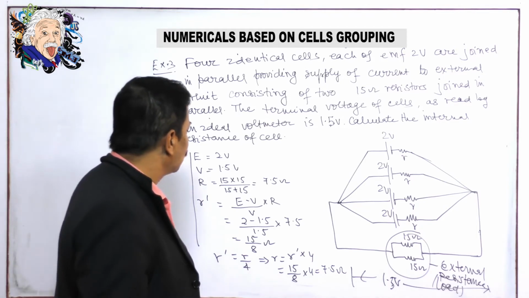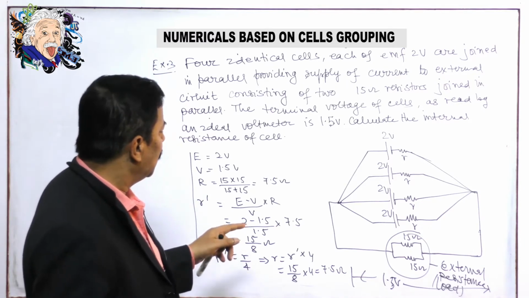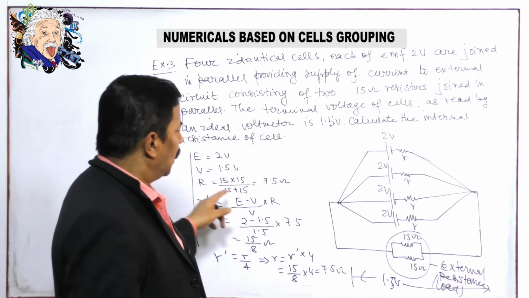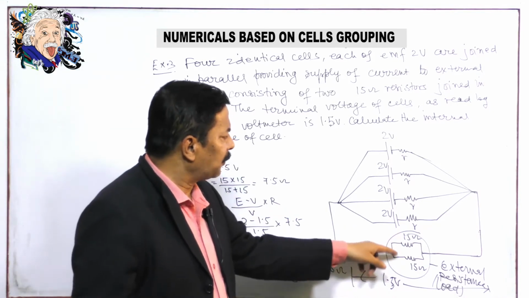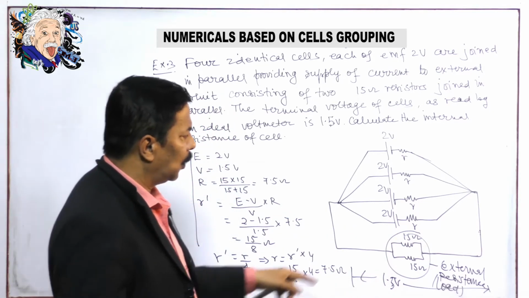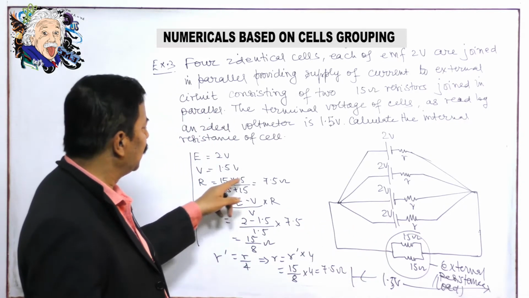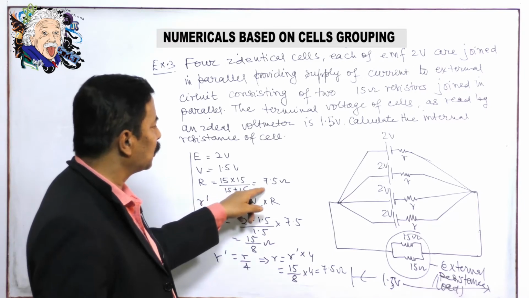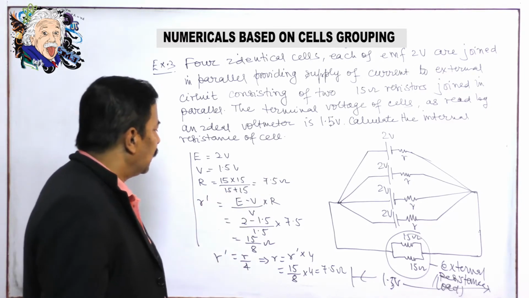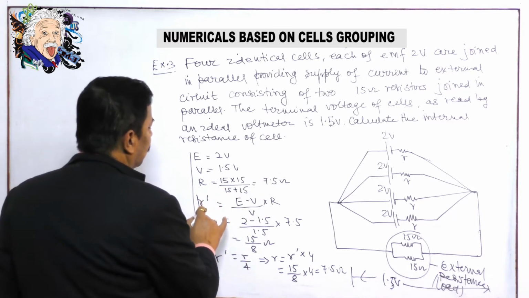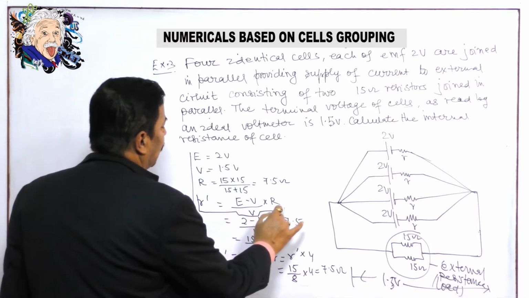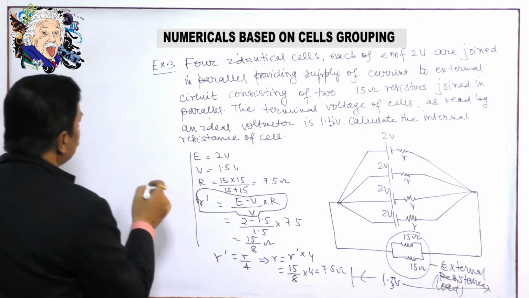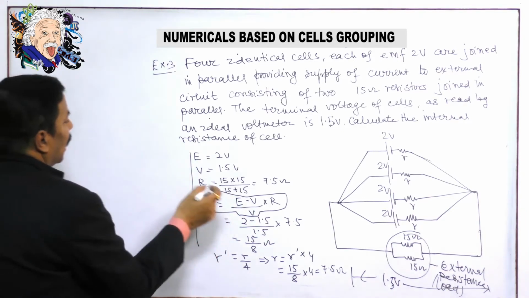We can take it this way that the equivalent resistance of this 15 ohm resistor can be written as 15 into 15 by 15 plus 15, that is R1 R2 by R1 plus R2. This will give you 7.5 volt. Now this formula I have discussed in the theory discussion, how this formula comes.